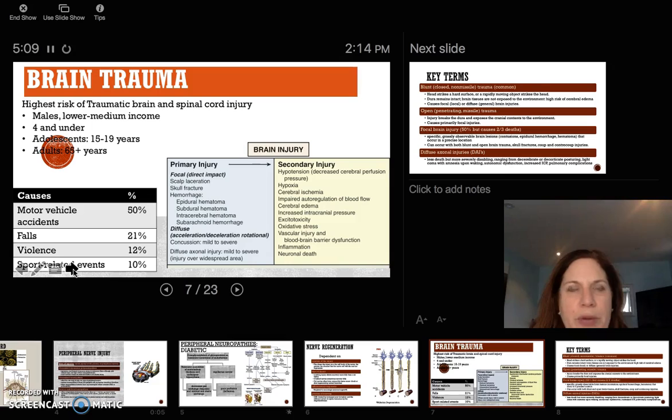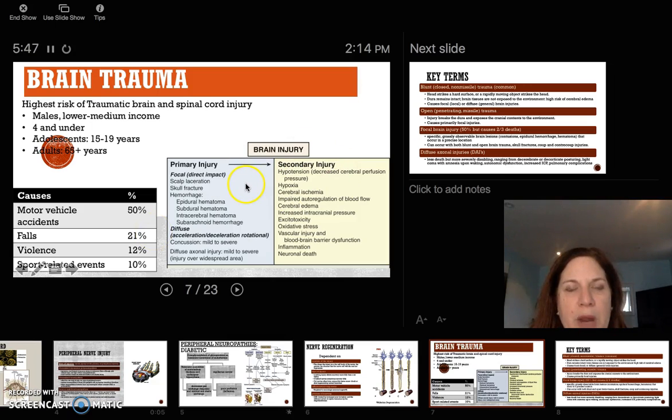Brain trauma. If we experience brain trauma, that is the highest risk of traumatic brain and spinal cord injury. The people that are most at risk for this are males with a low to medium income, children 4 and under, adolescents 15 to 19 years old, and older adults. Causes are motor vehicle accidents, which account for greater than 50%, falls, violence, and then sports-related events, so high-risk sports.